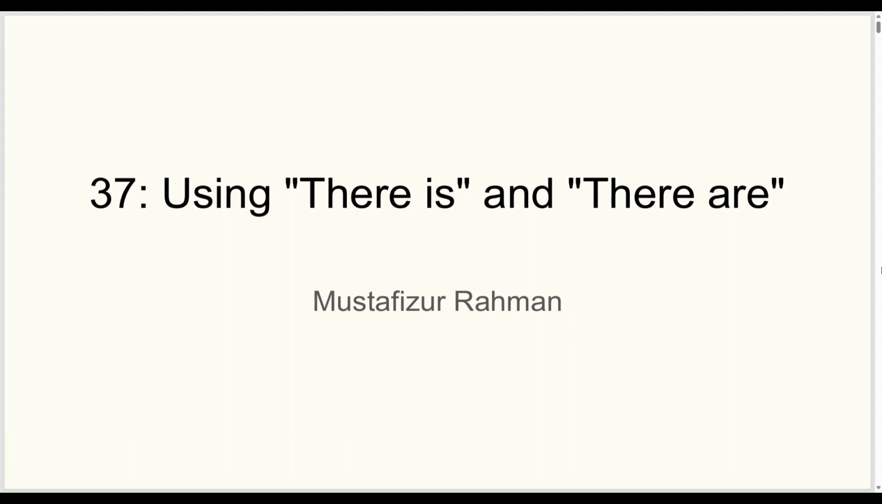There is a table. There are books on it. Just two small phrases, but they help you describe the world around you. Let's learn how to use them.